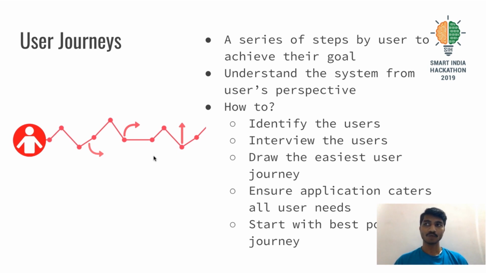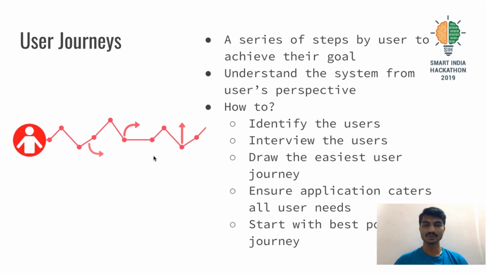So what would be the pathway for the user in our example? For example, in Twitter, the user has to create the account, and then they have to log in, and then they have to feed the tweet, and then they have to preview and publish it.